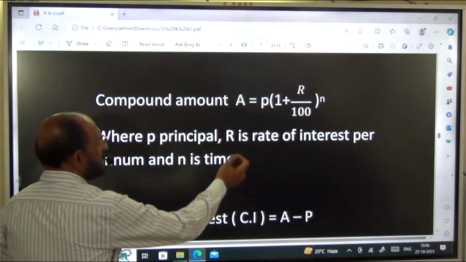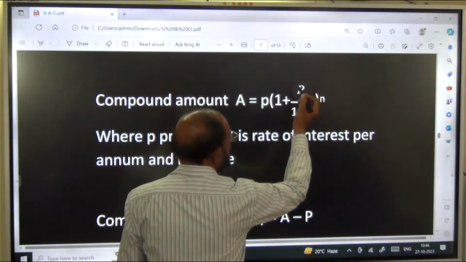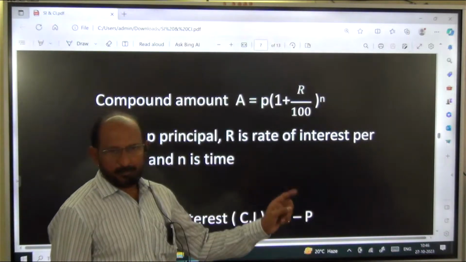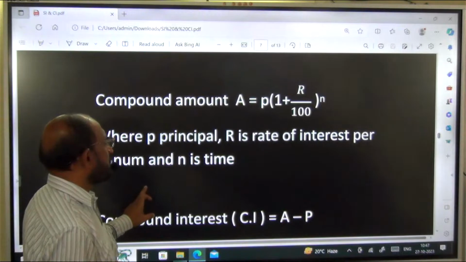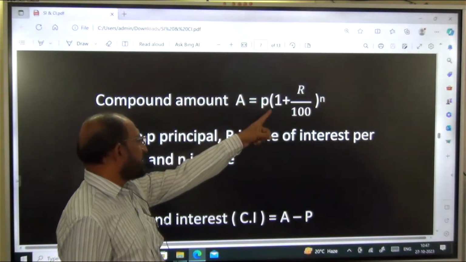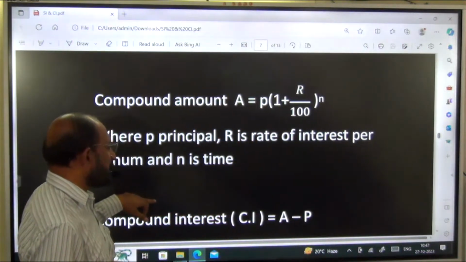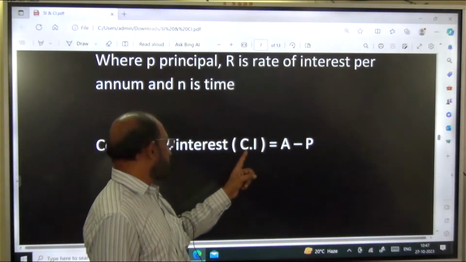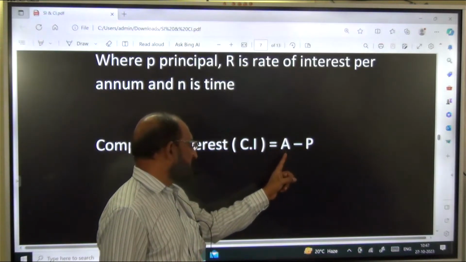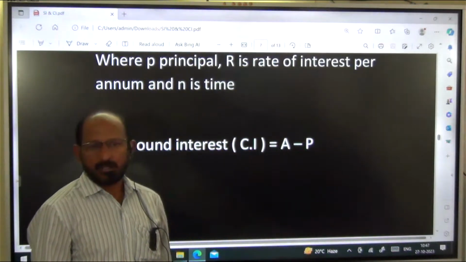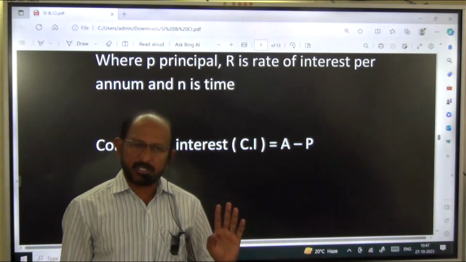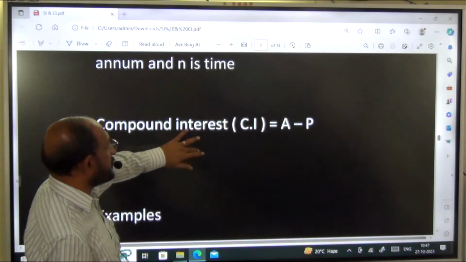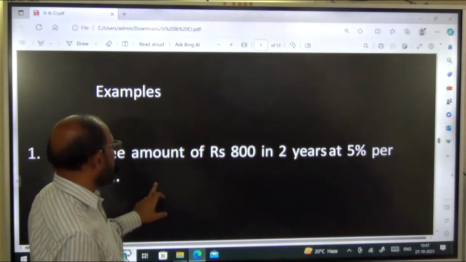So compound amount is equal to P into 1 plus R by 100 whole power of N. What is N? Number of years. And R is the rate of interest per annum. So this is the formula for calculating. The compound amount will come, then compound interest is equal to amount minus principal. In simple interest we can calculate directly, but here we find the amount, then subtract the principal to get the answer.